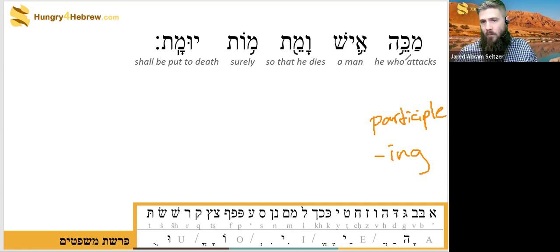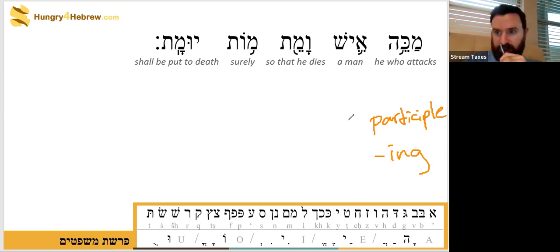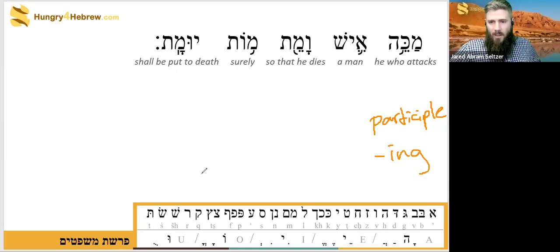The attacking one. I see that a lot in liturgy, like Mikabet, Nidchei, Amo Israel. So it's like the one who does it. Yeah, the one who does it. Okay. Absolutely.